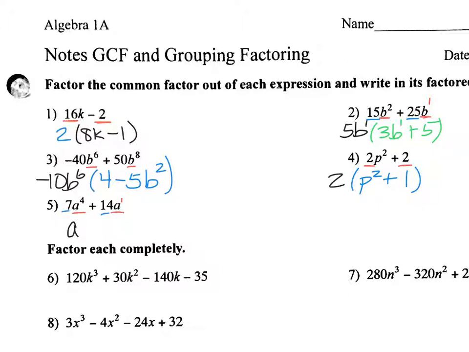7, 14, biggest thing that'll go into both is 7. So that's going to leave 7 times 1. Again, you don't have to put that 1. I took out 1A. That leaves 3 A's. 7 times 2 is 14. Already took the 1A out.